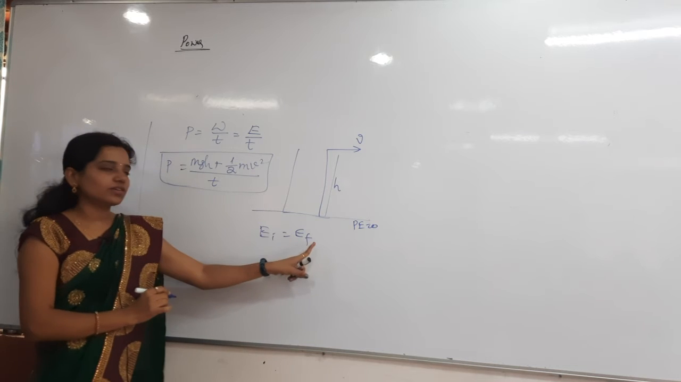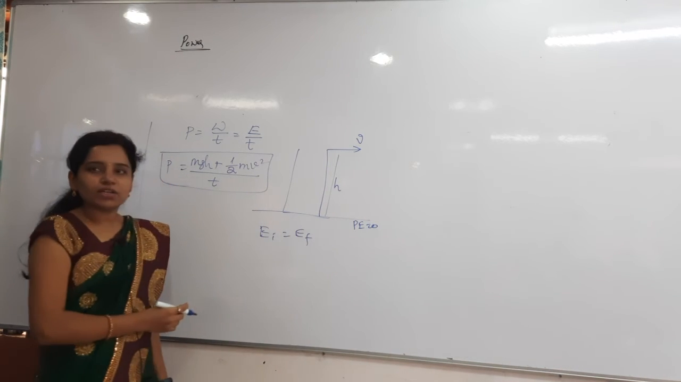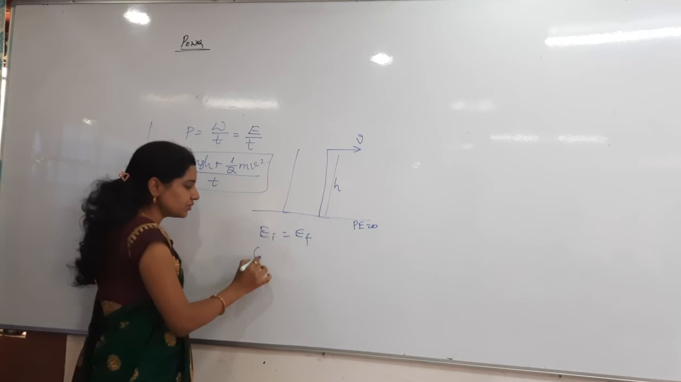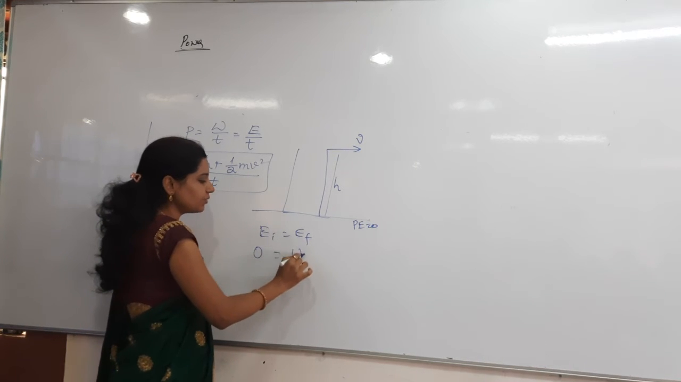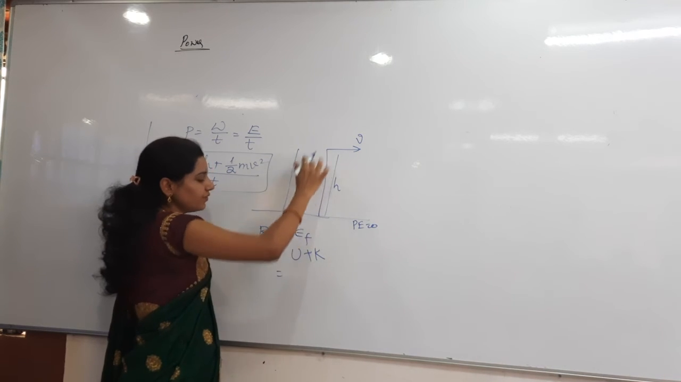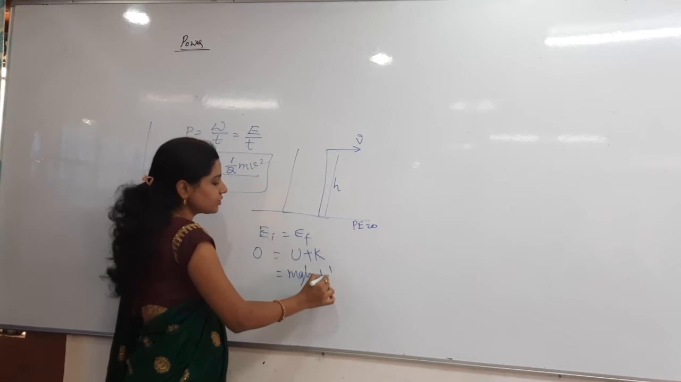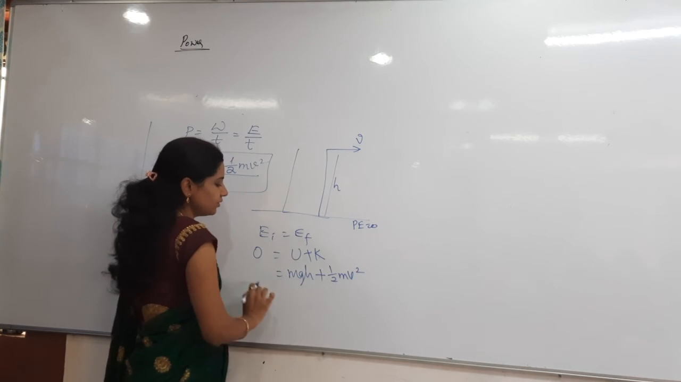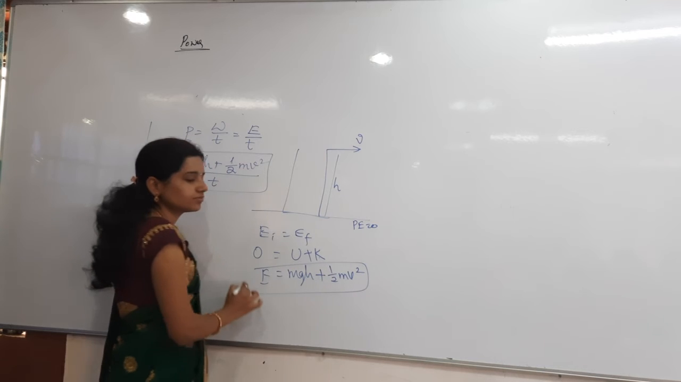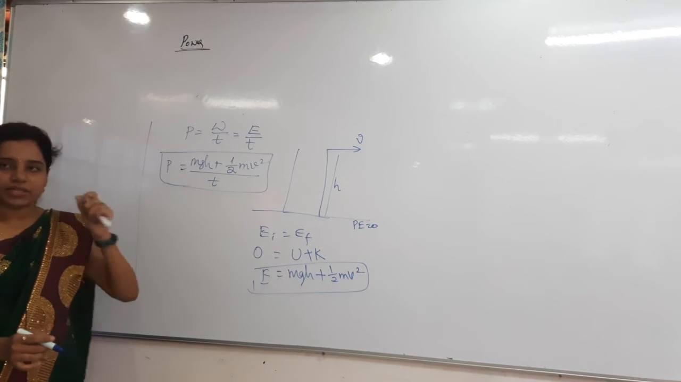Otherwise energy initial is equals to energy final also you can substitute. Energy initial, is it lifting any water at that time? Nothing. So zero everything. After that it is having potential energy and then kinetic energy always. So potential energy for lifting, how much is that? mgh plus kinetic energy is how much? Half mv square. This is the total energy we will get. That is the total energy, and then that energy by time we will get here.